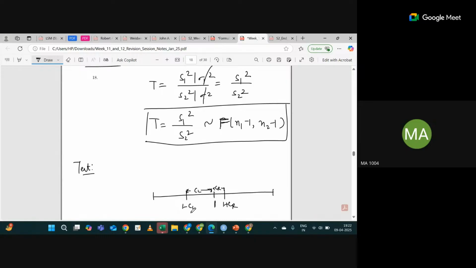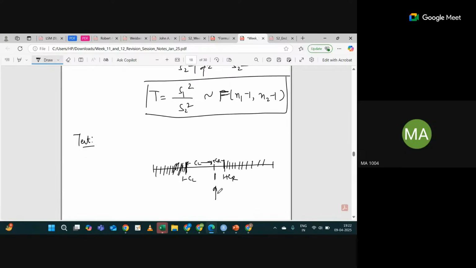So when I'm going to reject H naught: if my test statistic is less than 1 minus CL, or my test statistic is greater than 1 plus CR, I will reject H naught. Why this? Because the statistic will be approximately 1 if the null hypothesis is true, right? That's what we are doing. So I will reject H naught if T is greater than 1 plus CR or T is less than 1 minus CL.